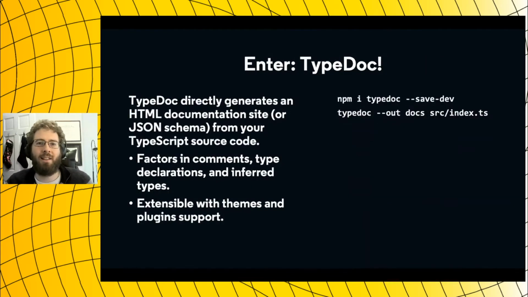Enter TypeDoc. This thing can ease the pain of creating that documentation website for your API or SDK. TypeDoc directly generates HTML documentation or a JSON file that you can use from your TypeScript source code. It factors in comments, type declarations, and inferred types. And it's super duper extensible with themes and plugins support. You can try it out with TypeDoc as a dependency and then running typedoc --out docs, path to some files.